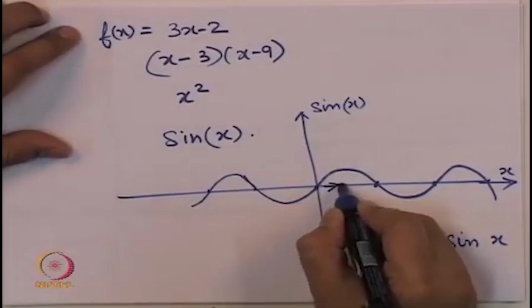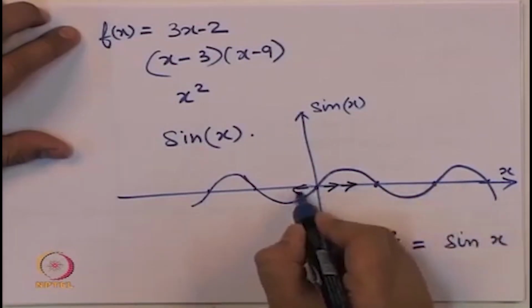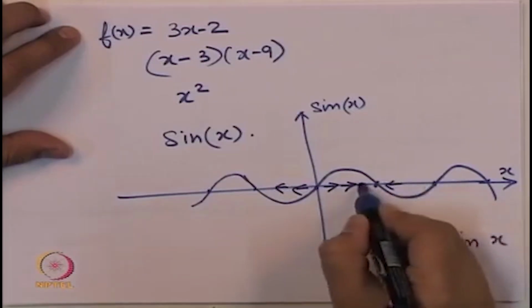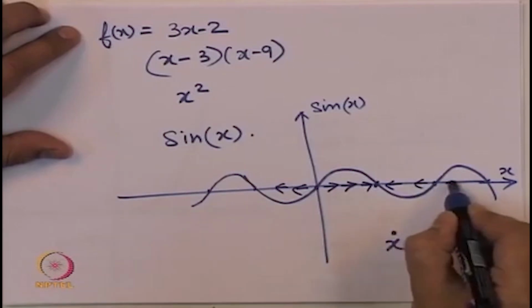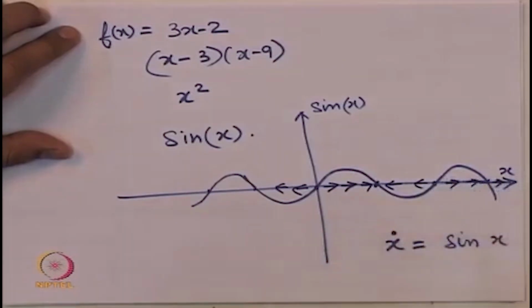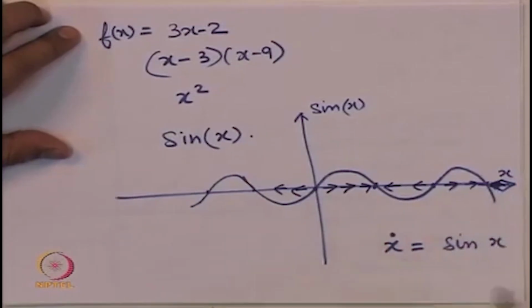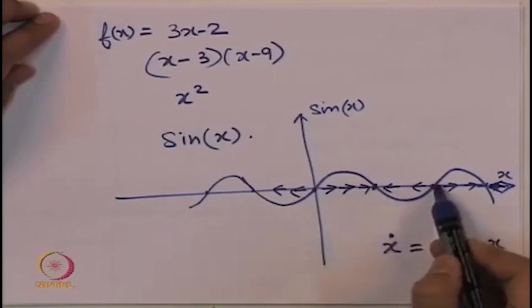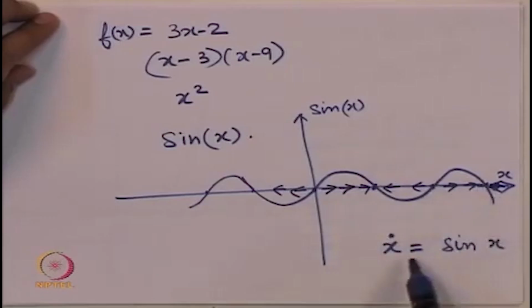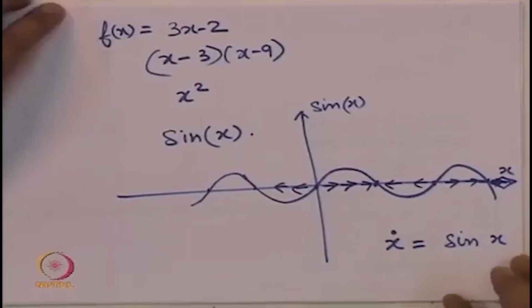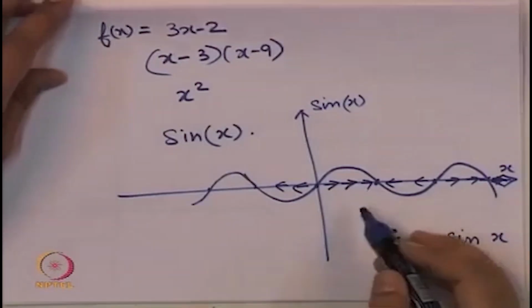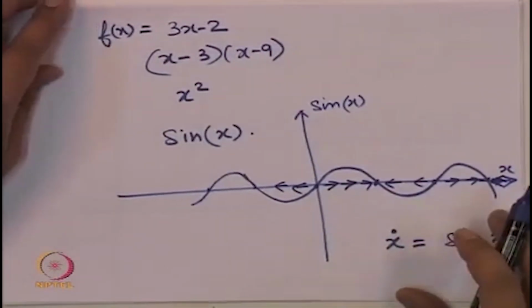So, here we can draw these arrows to the right and here to the left. Similarly, here again we can draw. So, we see that this equilibrium point is unstable, this one is stable, this is unstable, this is stable. So, for this particular differential equation, we are able to see that there are several equilibrium points and alternately they are stable or unstable. So, this is something that we expect the viewers to carefully verify.